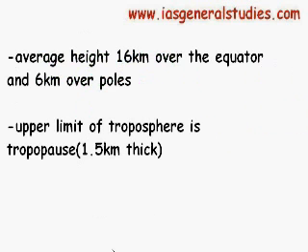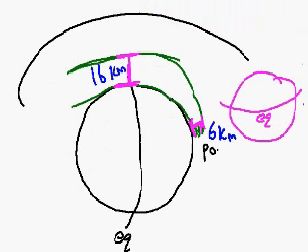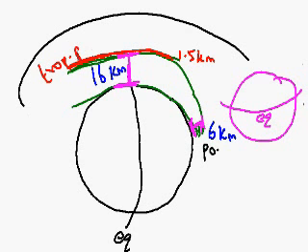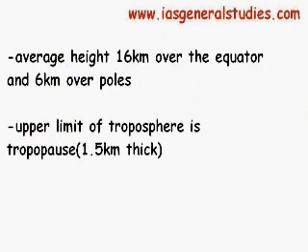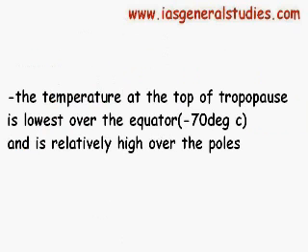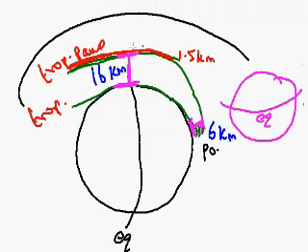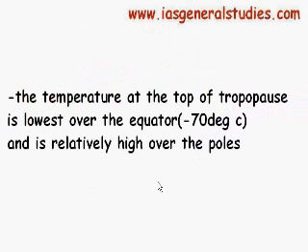Now the upper limit of the troposphere is the tropopause, which is 1.5 km thick. So here we have the tropopause, the upper layer, which is 1.5 km thick. This is the tropopause and this is the troposphere. Okay, fine. And the temperature at the top of the tropopause is the lowest over the equator, that is minus 70 degree, and is relatively higher over the poles. So minus 70 degree is the temperature at this point, which is relatively high over the poles.